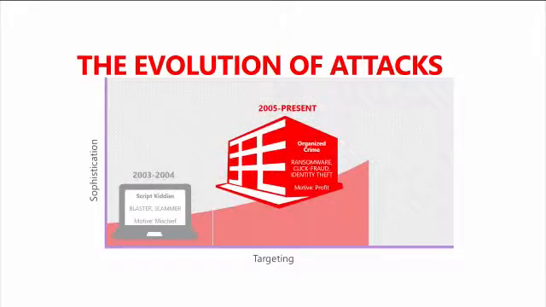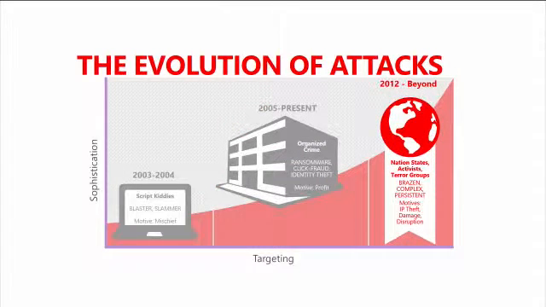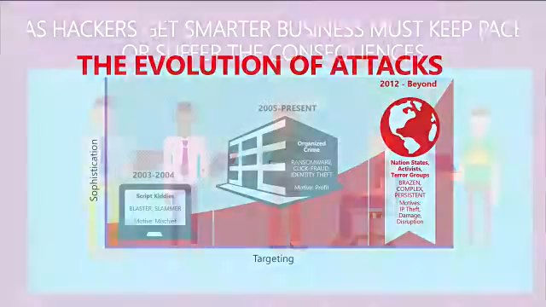But in 2005, hackers started to be much smarter. They started to organize the crime. They started to target the attacks. That's right. And after 2012, nation states, activists and terror groups started to be really effective, and the impact started to be high as well.